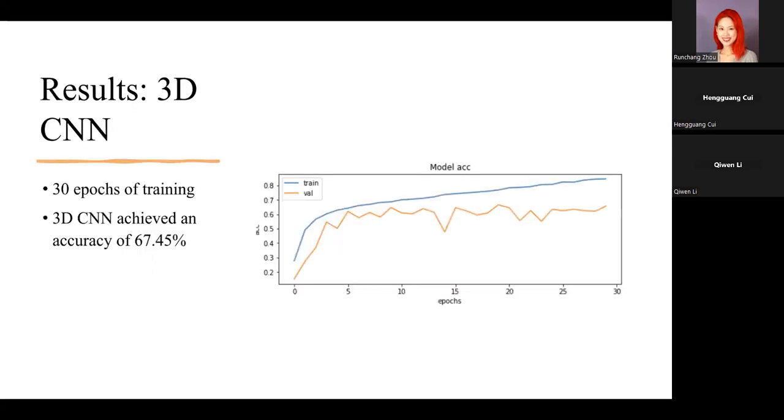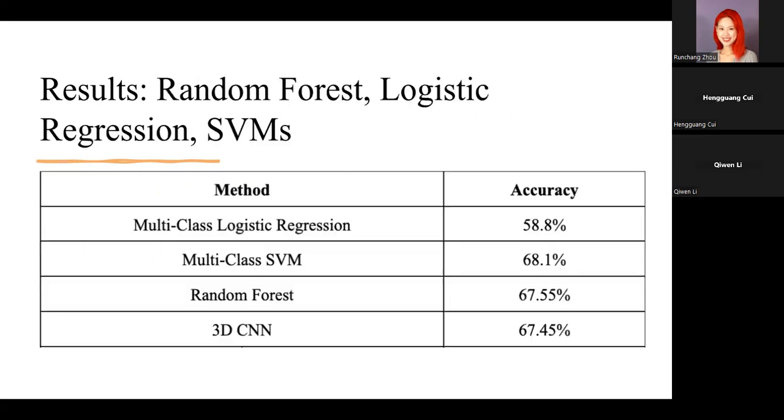For the results, we evaluate the performance of the models based on testing accuracy, and we want to compare with our own method, for example, the support vector machine, random forest, 3D CNN, and so on. We can see from these pictures that the 3D CNN achieves an accuracy of 67%. For the other traditional methods, the logistic regression has the lowest accuracy, around 58%. And random forest has around 67%.